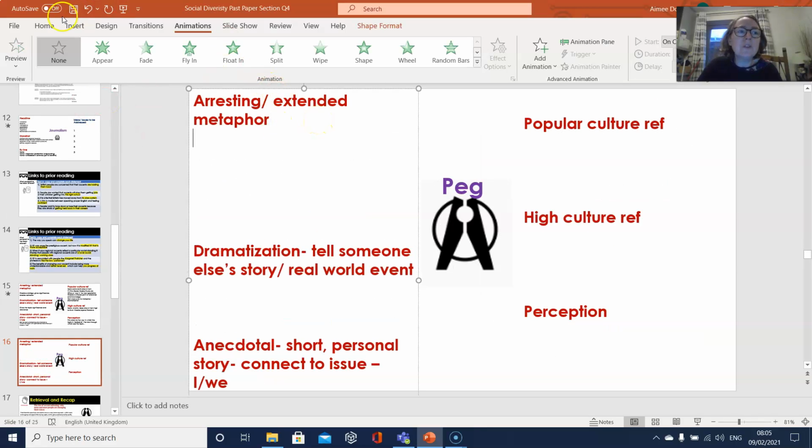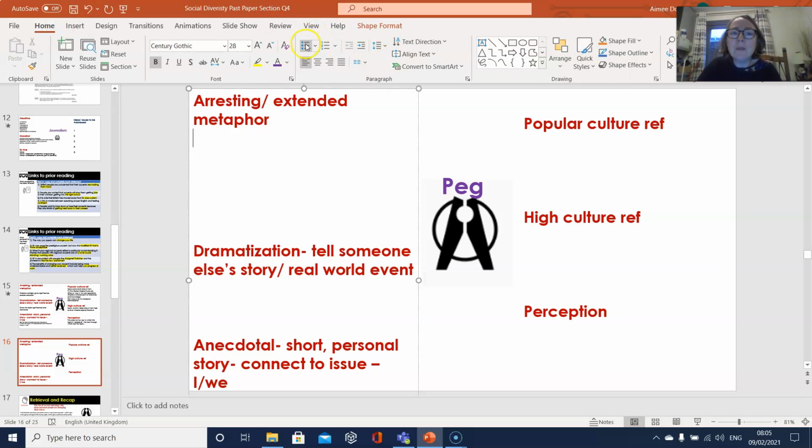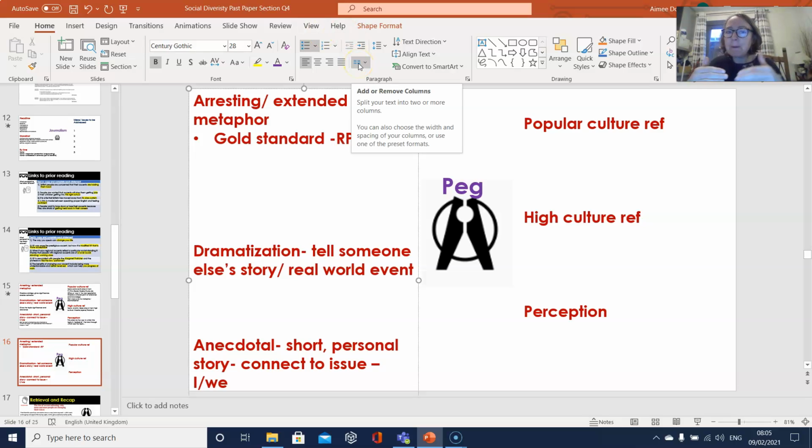Now, if we go to the arresting metaphor, in the article that is the tutor pages, they do use a metaphor for RP. What's the metaphor they use for RP? They call it the gold standard. Now, this means we could magpie, we could use that idea. They've used the arresting, extended metaphor of the gold standard of RP.